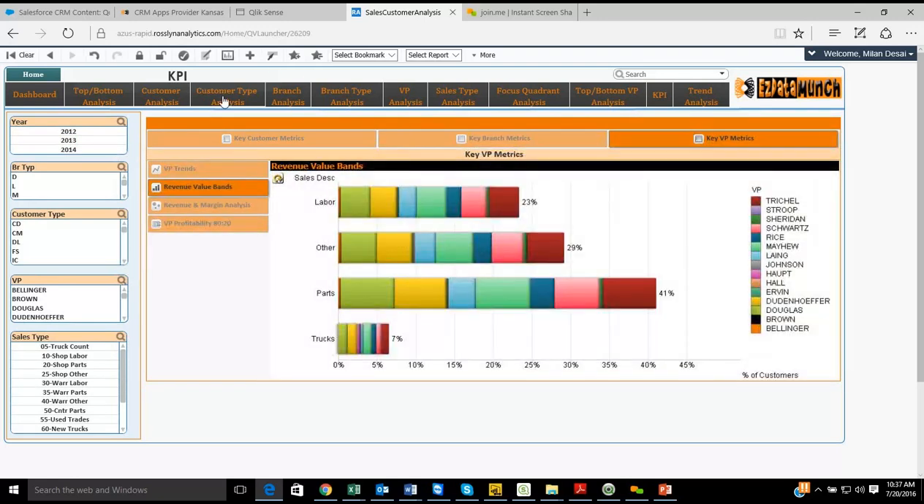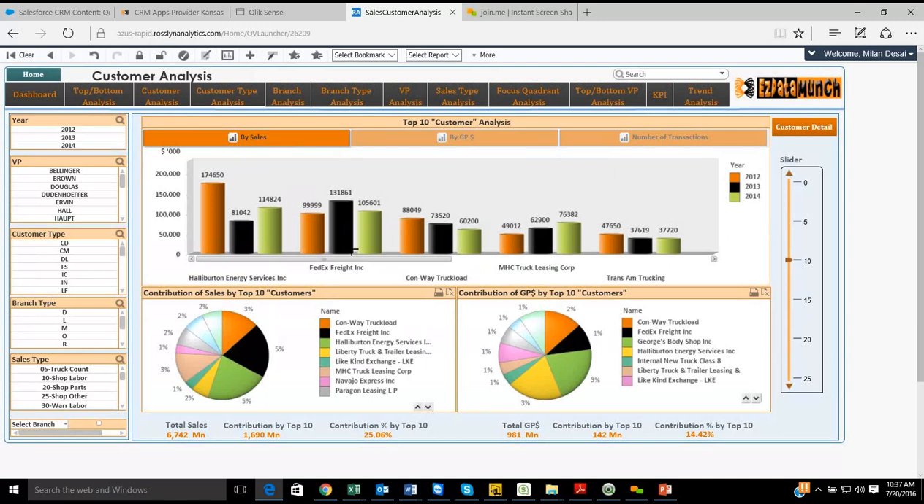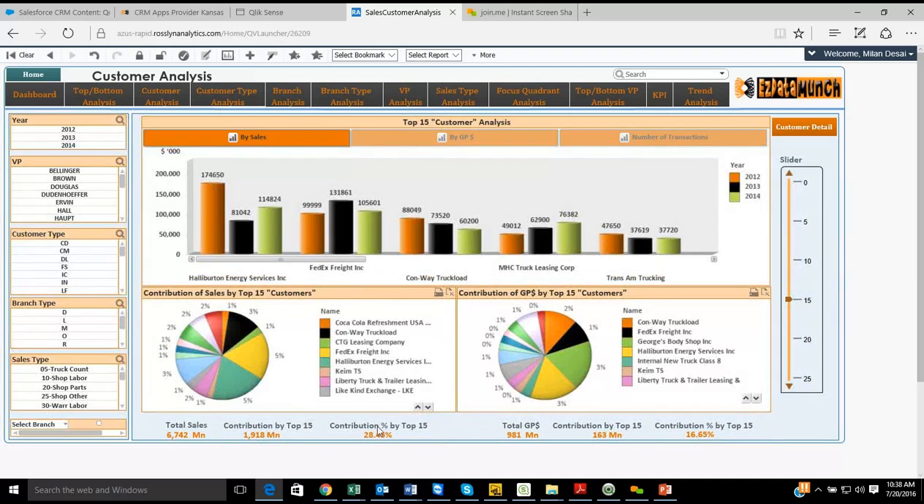Let's go back to the customer analysis. I'll just click on customer analysis here. Now, I'm looking at my top 10 or top 15 or top 25 customers, for example. I want to analyze how much revenue they're contributing, how much money they're really contributing to my organization, and to my overall profit.